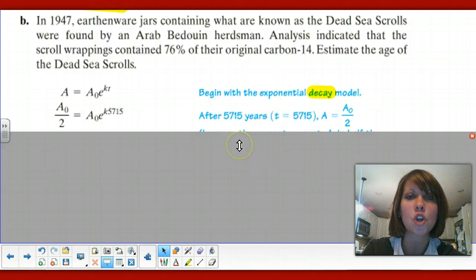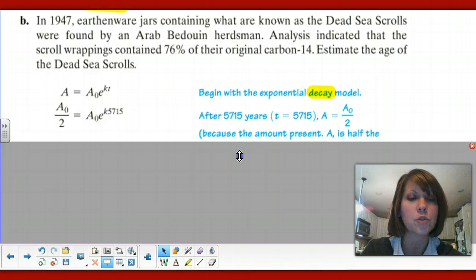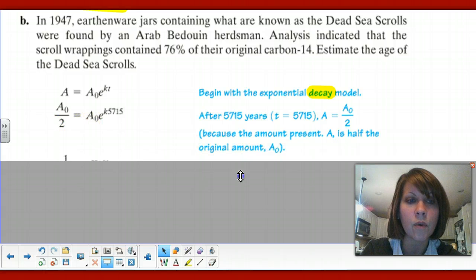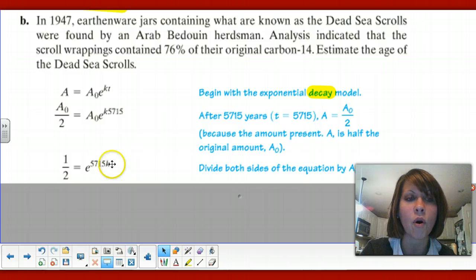How quickly is carbon-14 decaying? This would be half-life from chemistry. I'm not sure Chem 1 or Chem 2. Okay, so we need to find K. What we would normally do is divide away the A naught. And if you divide away the A naught, you're going to have 1/2 equals e to the 5,715 K. All right, A naught is 1/2.